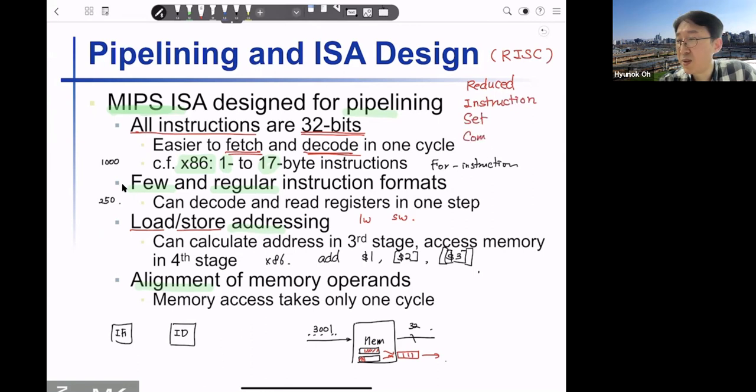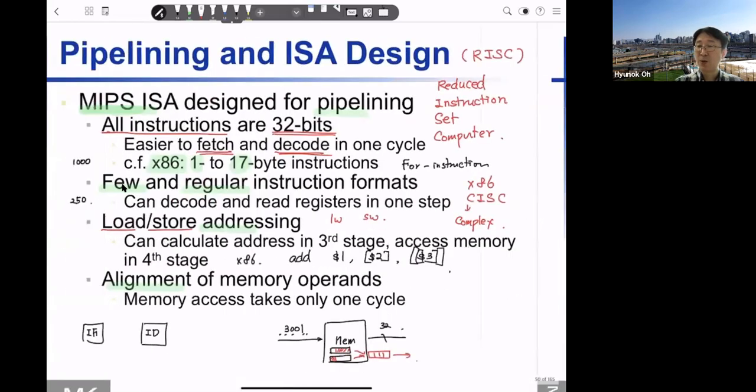Set computer. So RISC is actually invented to utilize this pipelining. Because of this pipelining, RISC can provide higher performance than the x86. x86 is a CISC, complex instruction set architecture. Okay. So x86 is a CISC. C is complex. So each instruction is heterogeneous. It's different. Then applying the pipelining is not easy.